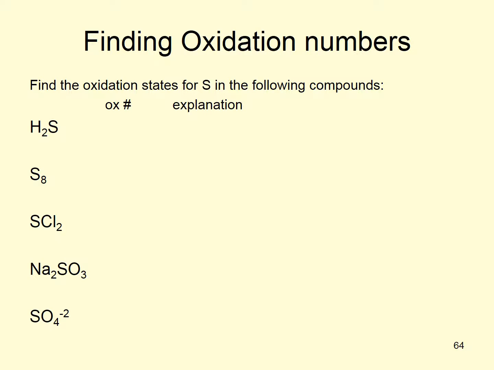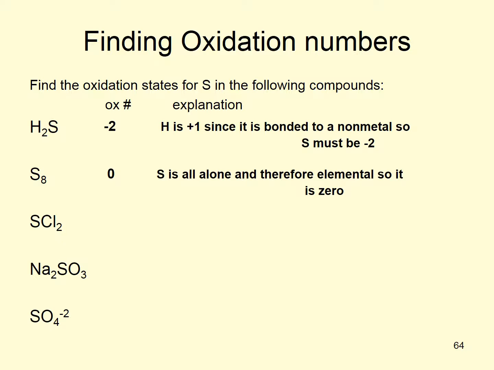Okay, let's do a few examples. H2S. What is the oxidation number for S in this compound? Well, if we use rule 4, H is a +1. Since there's 2 H's overall, the oxidation is a +2, so sulfur has to be a -2 to balance this out. Okay, for S8, since sulfur is in its elemental state, it will be a 0.